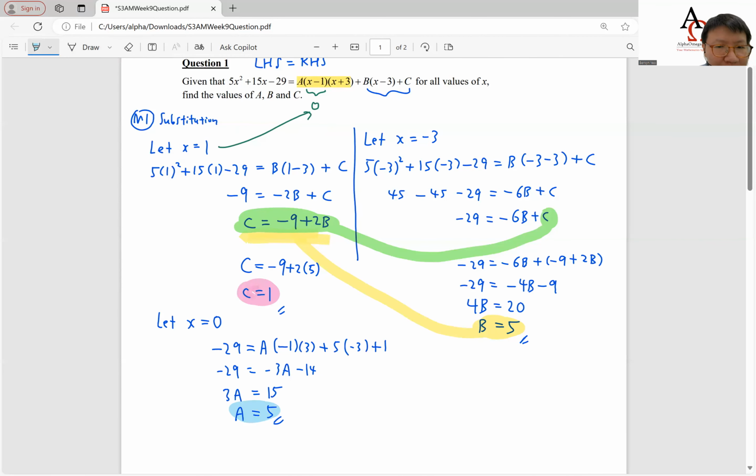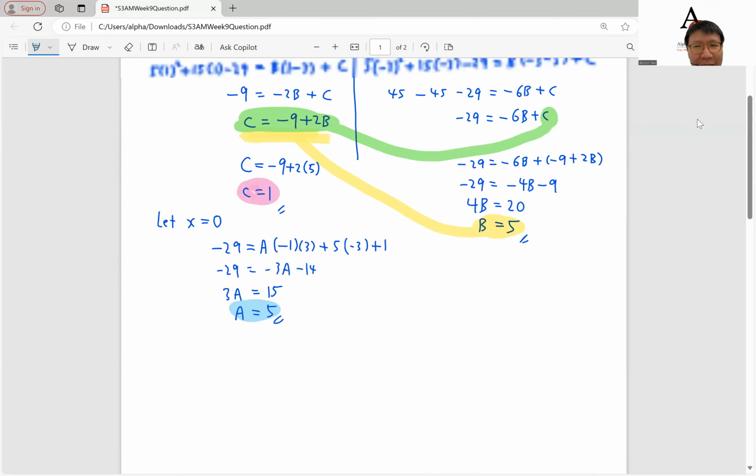So as much as we can, one advice would be to use whole numbers as your values as much as possible. And try to use values like 0, so that will greatly lessen our working and reduce the tendency of being careless. All right. So this is our method 1 by substitution method.